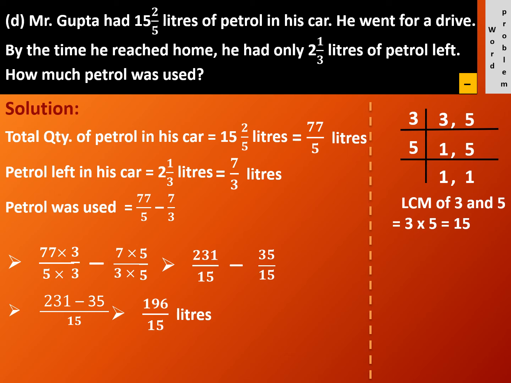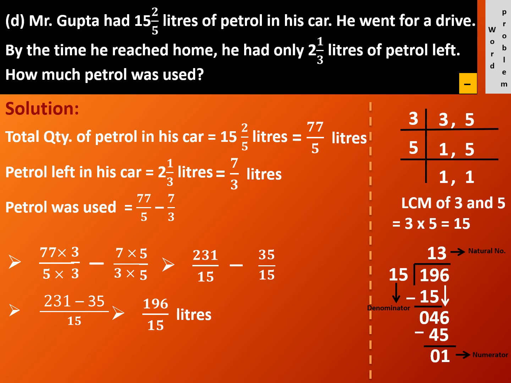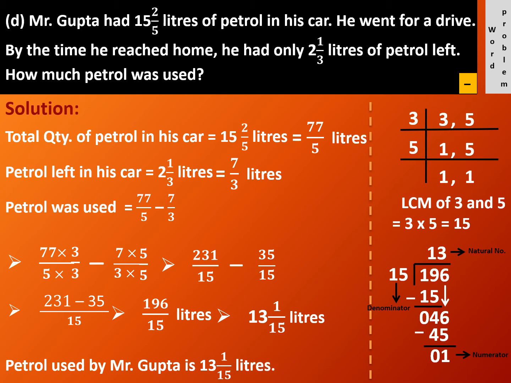We get 196/15 liters. See, 196/15 is an improper fraction and in lowest terms also, so we will convert it into a mixed number. Everyone knows how we convert an improper fraction into a mixed number, so the answer is 13 1/15 liters. So the last statement is: petrol used by Mr. Gupta is 13 1/15 liters.